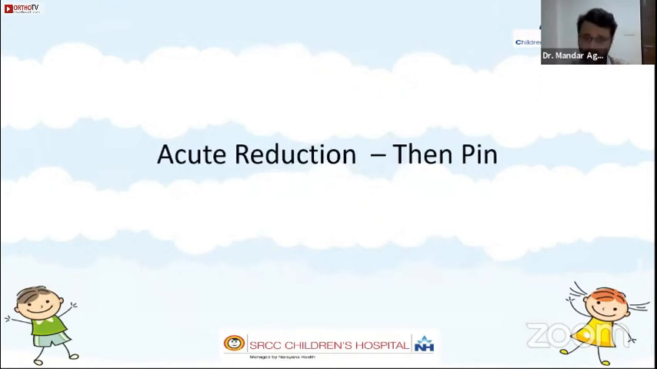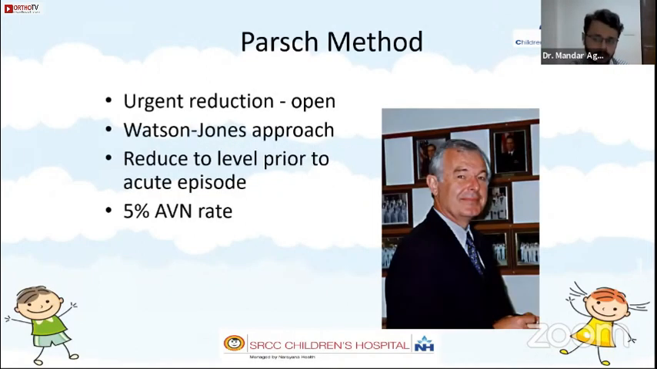Is there a role of acute reduction and pinning? What does that mean? There's a very elegant method which was described by this man known as Parsh, where you do a Watson-Jones approach and do an open reduction. But here you just pass a periosteum so that the slip is reduced to a level which is prior to the acute episode. So what does that mean?